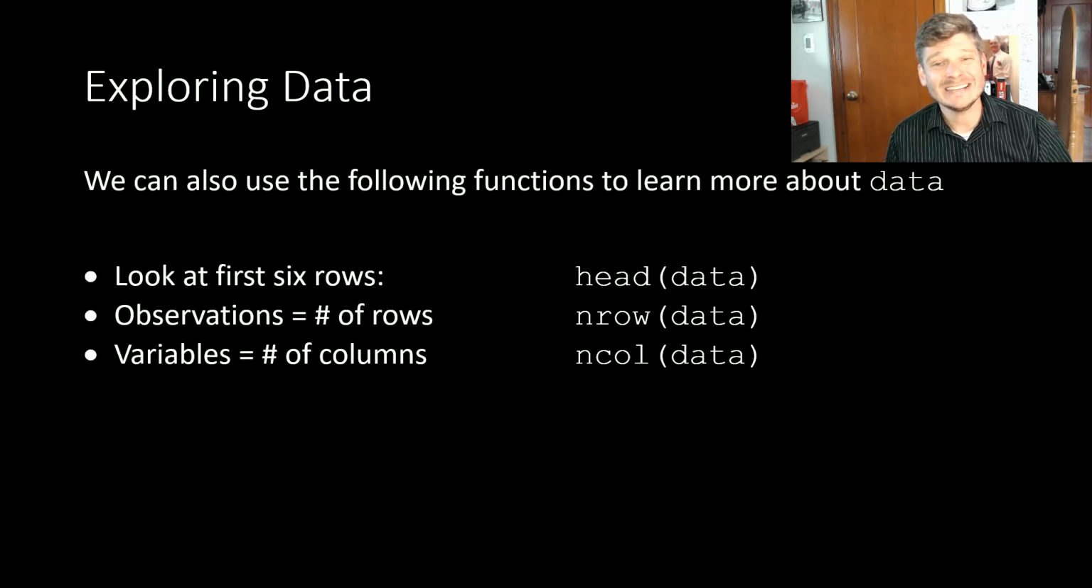And again, n is typically one of those things that tells us that we're counting. We use n as our counting number for the natural numbers. And so each of these are functions. You can see that head, nrow, ncol, those are the function names. And then each function has parentheses, and that's where we would type in our data set.